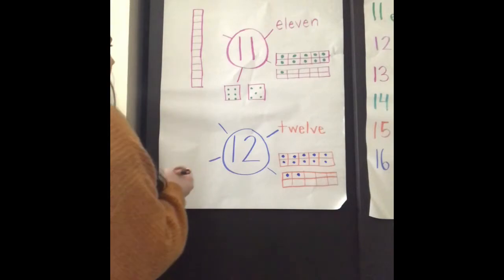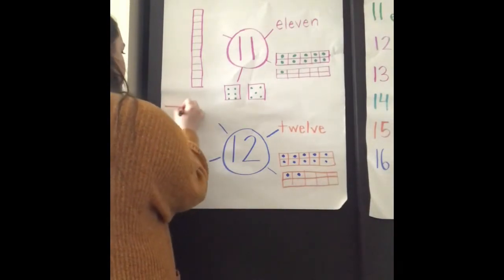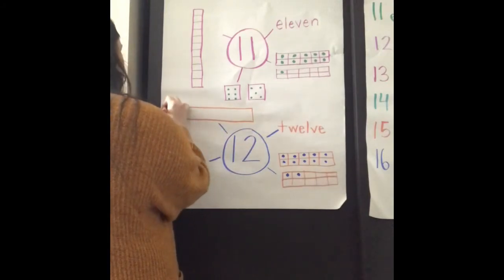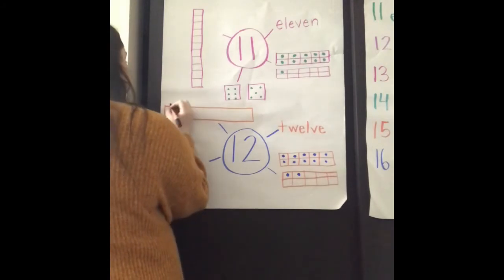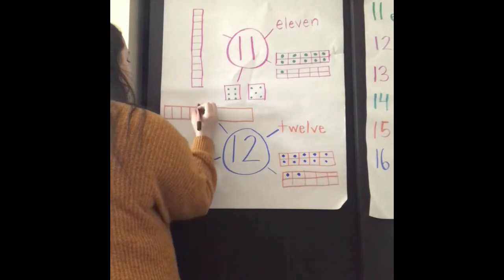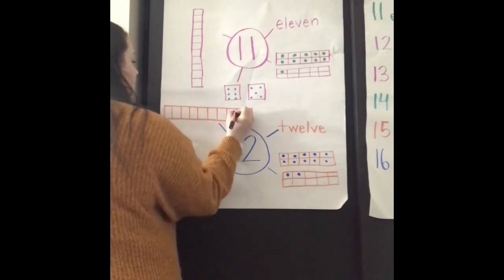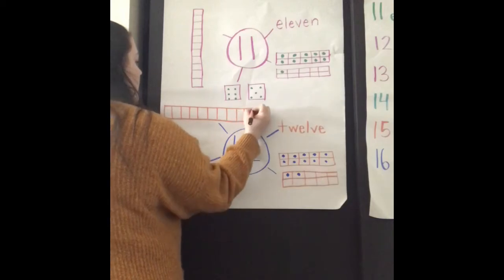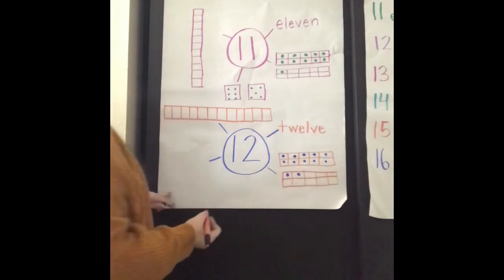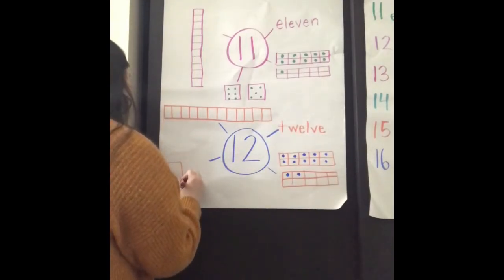Okay. I'm going to do my linking cube train sideways. Can you count to 12 with me? 1, 2, 3, 4, 5, 6, 7, 8, 9, 10, 11, 12. And I'm going to do another dice.